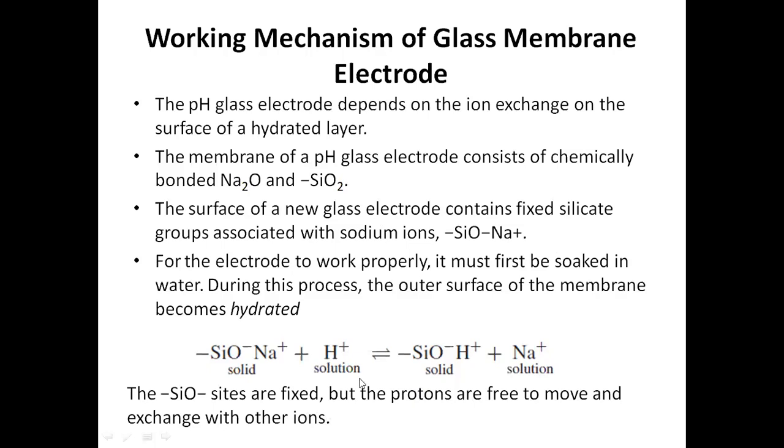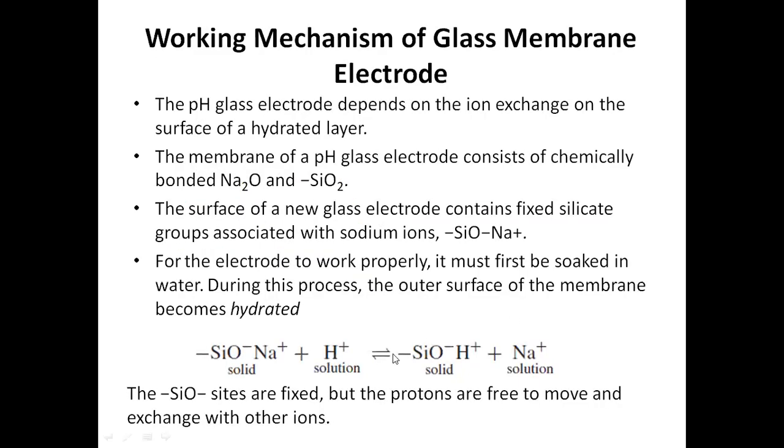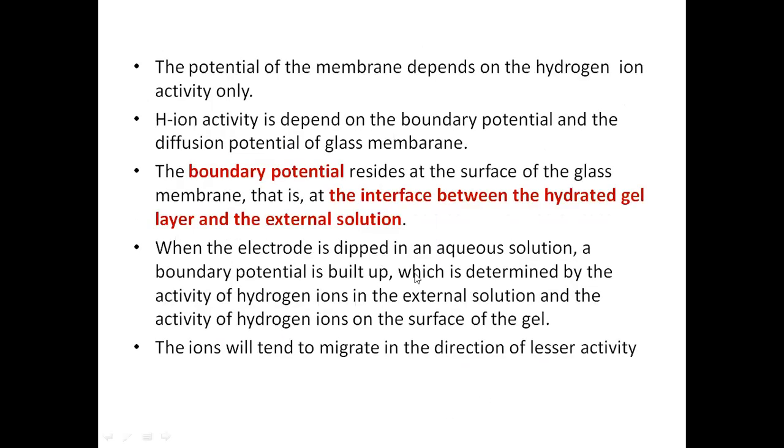ion also. Okay, so that's why the potential of this membrane is dependent on the H plus ion, because this is the only ion which is movable after this reaction. So the potential of the membrane is dependent on the hydrogen ion activity only. Now the hydrogen ion activity depends on the boundary potential and the diffusion potential of the glass membrane. Now what is meant by this boundary potential and diffusion potential?